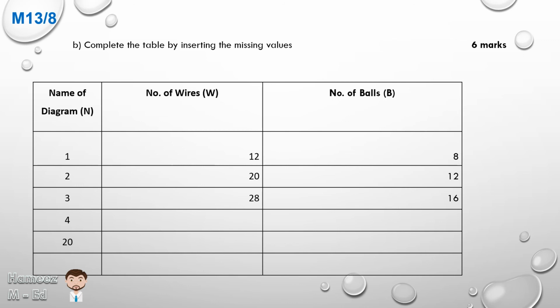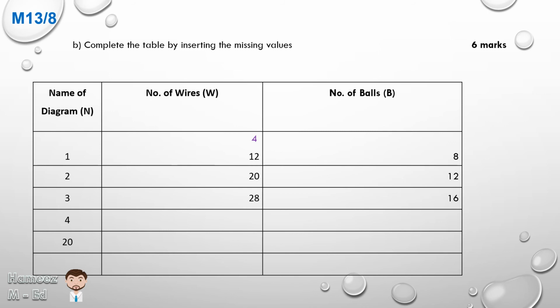Now, if we try to pick up a pattern from here, let's work a little backwards. If we're coming downwards in the number of wires, from 12 to 20, we increase by 8. And from 20 to 28, we also increase by 8. So as we move from one diagram to another, the difference is 8. If we go backwards from 12, let's say there was an initial point, then we would be minusing 8 from 12, and that would give us 4. So let's use that 4 to help produce a pattern.